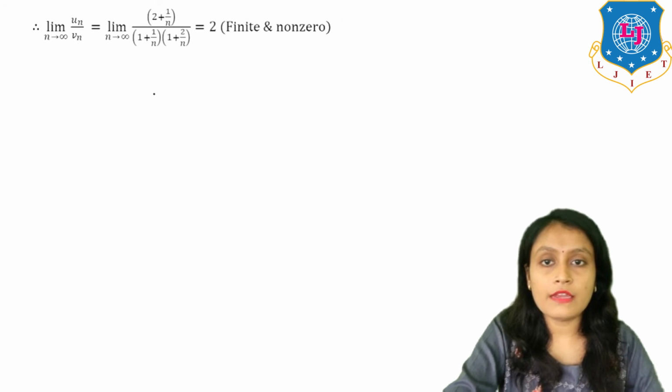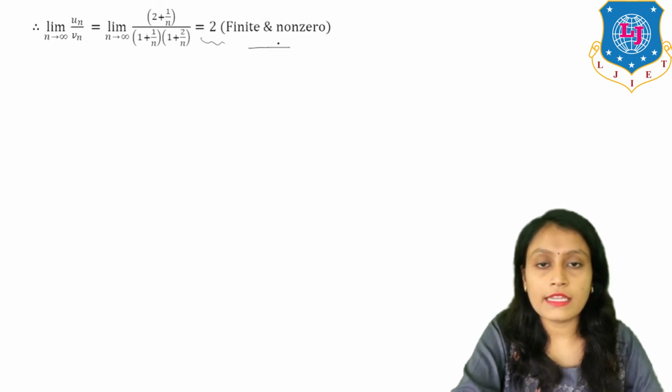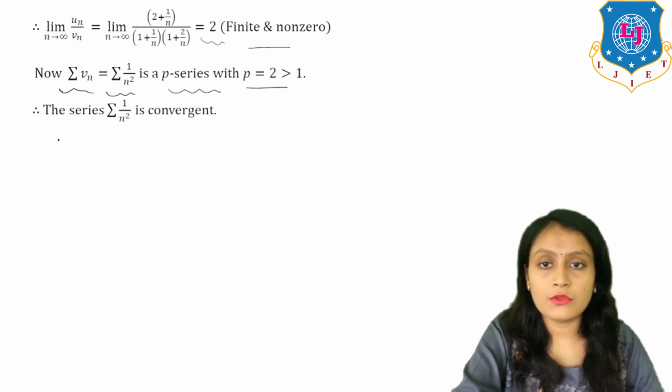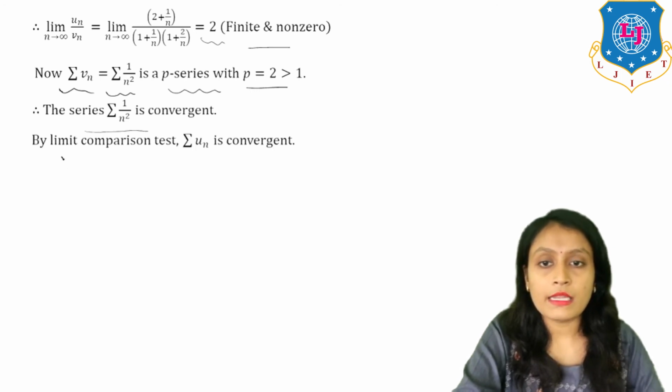Now apply the limit. So this 1 upon n will be 0. So what remains is only 2, which is a finite and non-zero number, right? So we will check whether this series vn is convergent or not, right? So series vn is what? 1 upon n square. So this is a P series with P equal to 2, which is greater than 1. So you can say that series 1 upon n square is convergent by P series test. And by limit comparison test, you can say that this series un is convergent.